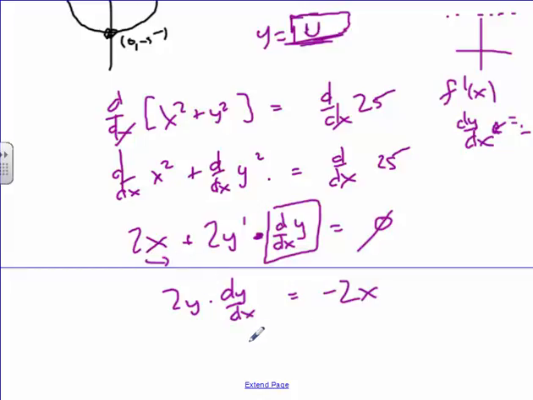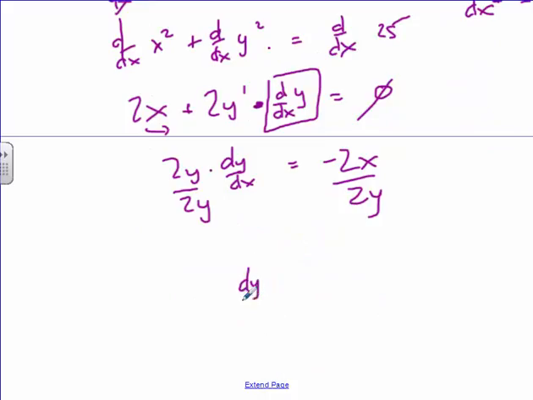I'm going to swing that guy to the other side. And then to isolate the dy over dx term, I'm going to divide by 2y on both sides. And what I've now found is that dy over dx, the derivative of y with respect to x, is going to be negative y over x. I have an equation that will give me the slope, right?